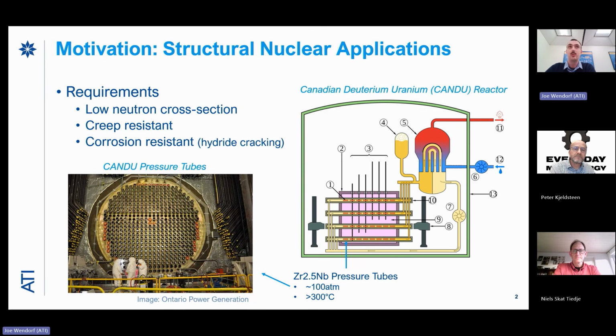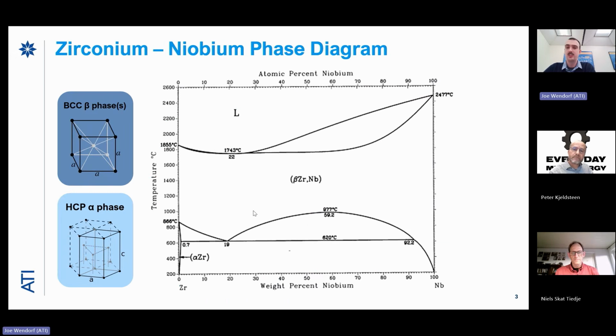Probably the main reason why zirconium alloys are used extensively throughout nuclear reactors is that they are very neutron transparent. And then this over here at high niobium content is really interesting. This is what we call a miscibility gap.